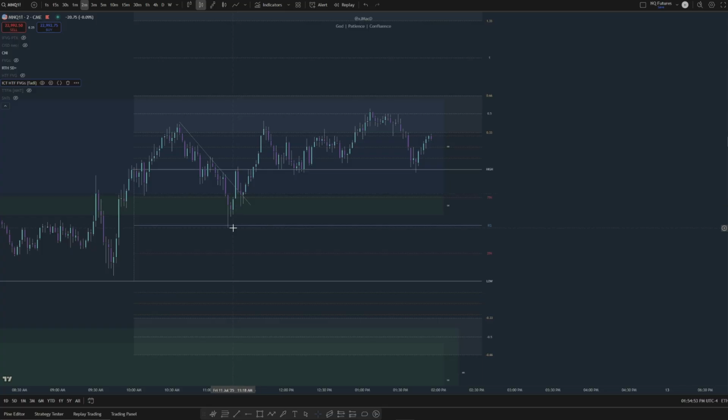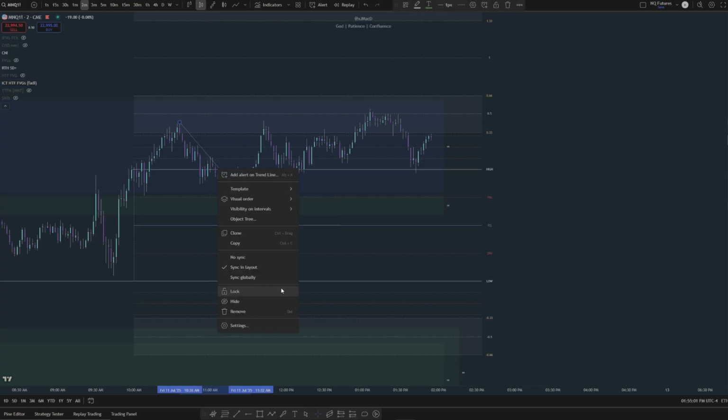So you bull flag, reject the equilibrium, and enter on the break of the bull flag. I don't know why I was calling it a bear flag. But yes, that kind of gives you an idea of different ways you can use it.